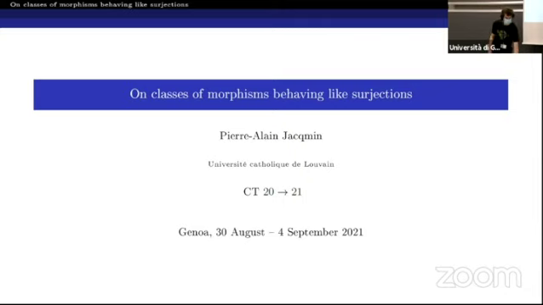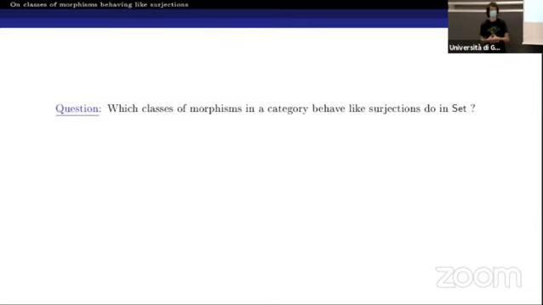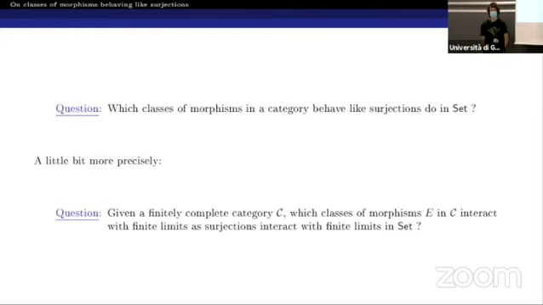So my talk will be about a very simple question, which vaguely could be stated as follows. Which classes of morphisms in a category behave exactly like surjections do in the category Set of sets and functions? I know it's very vague, so let's try to be a little bit more precise.